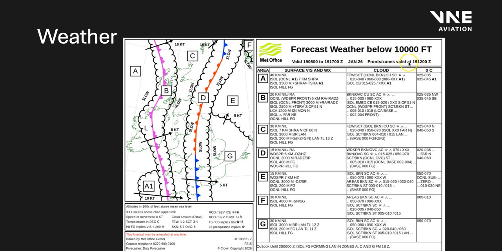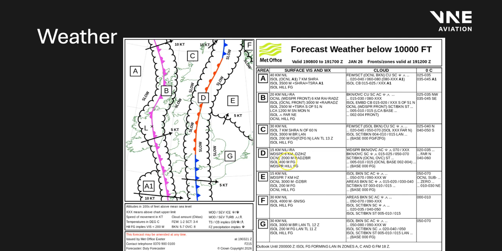And it says that the fronts and the zones are valid at 12 o'clock today, so lunchtime. So let's have a look at D. I'd say the first time you look at this, if you're not familiar with them, you'll be like, wow, what does all this mean? But actually, with a little bit of practice, we can soon decode these.